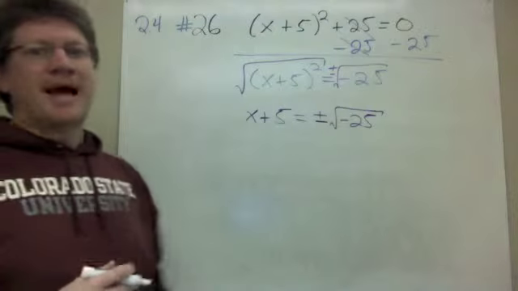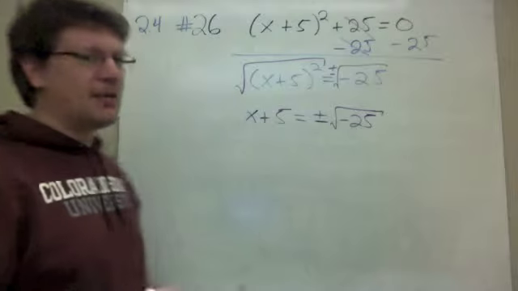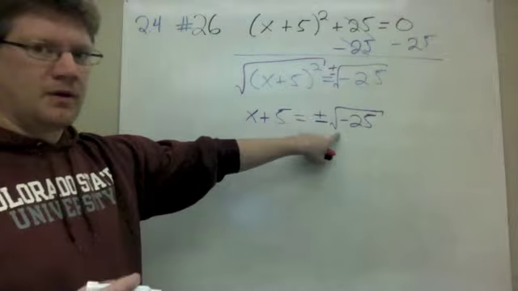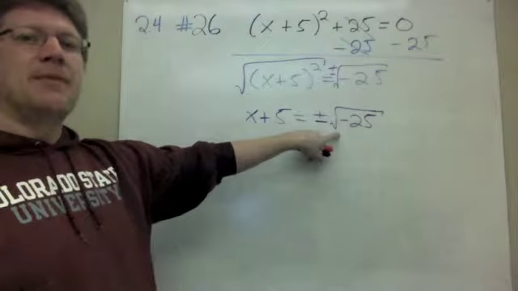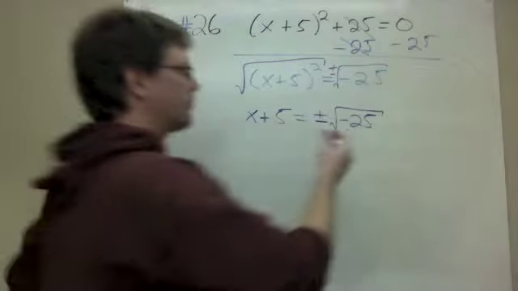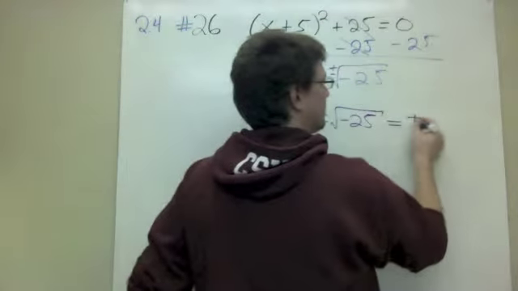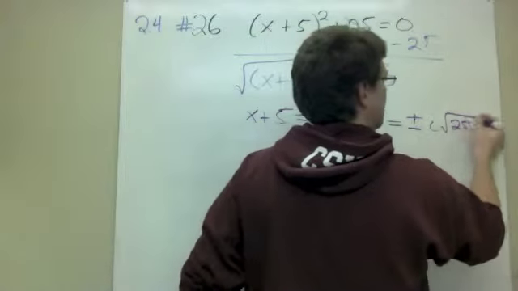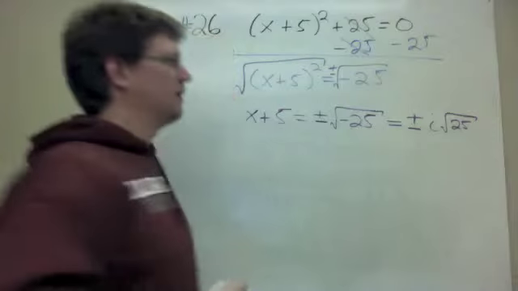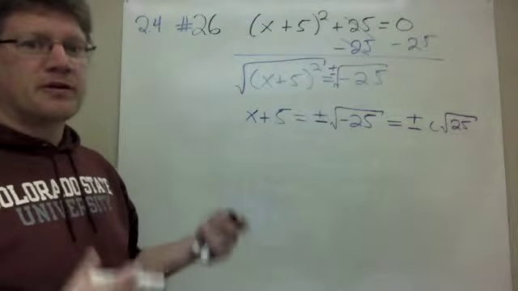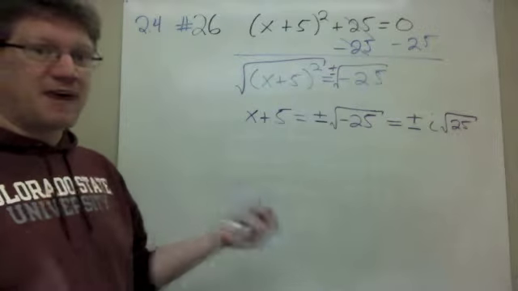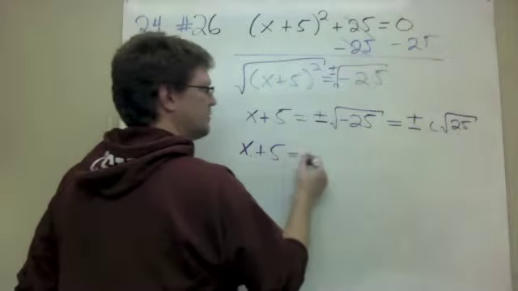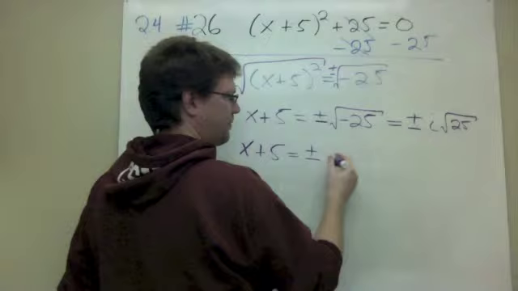Now, if we remember back to section 2.3, anytime we have a negative underneath the square root, we could treat that as the imaginary number i, and we can write this as plus or minus i times the square root of 25. Okay? And if we remember further that the square root of 25 is 5, we can write this as x plus 5 is equal to plus or minus 5i.